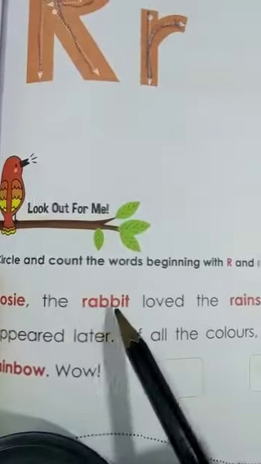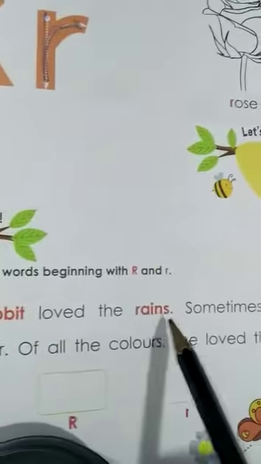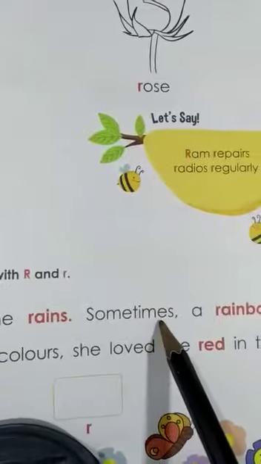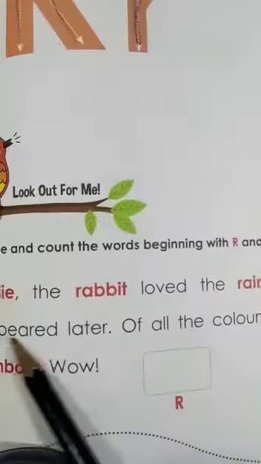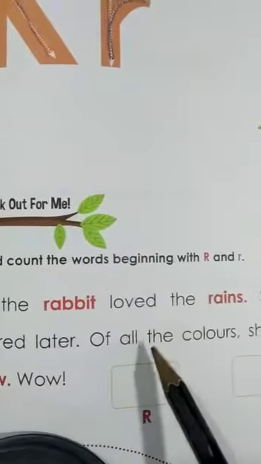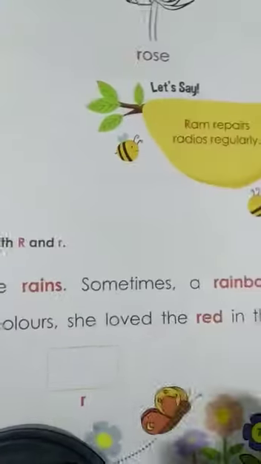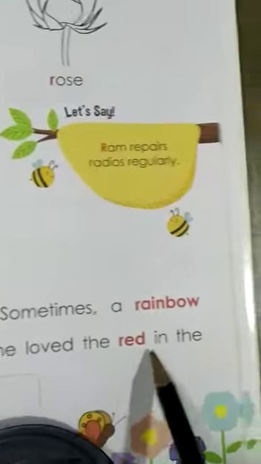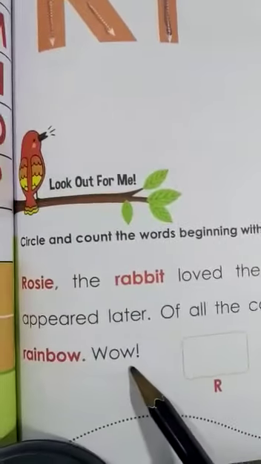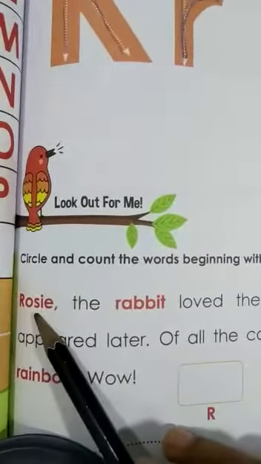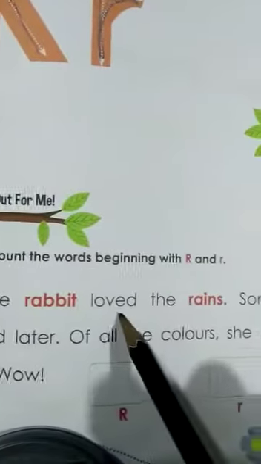Rosie the rabbit loved the rains. Sometimes a rainbow appeared later. Of all the colors she loved the red in the rainbow. Wow! Rosie the rabbit loved the rains.